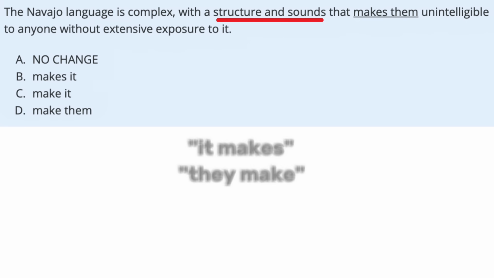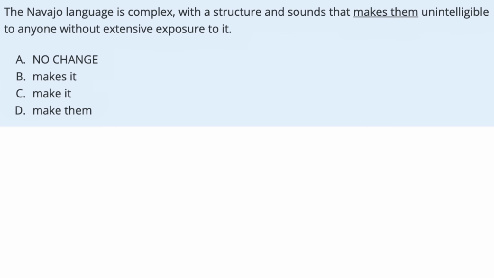The second word is referring back to the Navajo language, which is singular, meaning that it should be referred to as it. So the final answer would be make it.